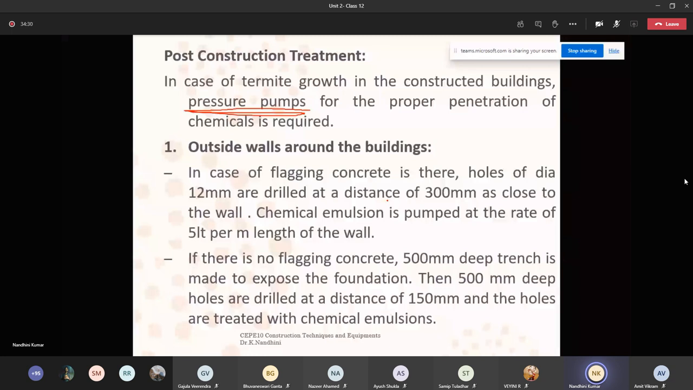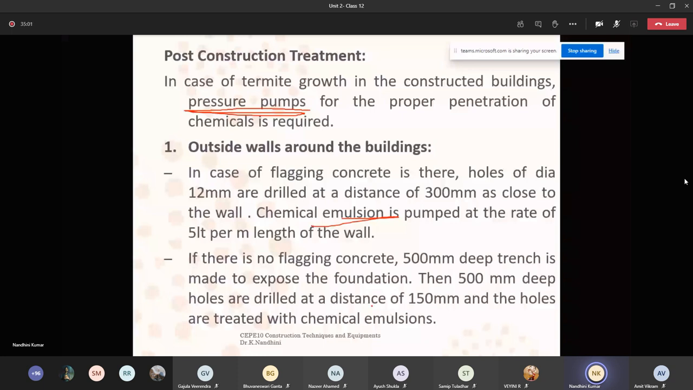The holes of 12 mm dia are drilled at a distance of 300 mm, close to the wall, and again the pressure pumps, the pressure guns, are utilized to spray these chemical emulsions. If there is no flagging concrete, a 500 mm deep trench is made to expose the foundation. Then 500 mm deep holes are drilled at a distance of 150 mm and the holes are treated.